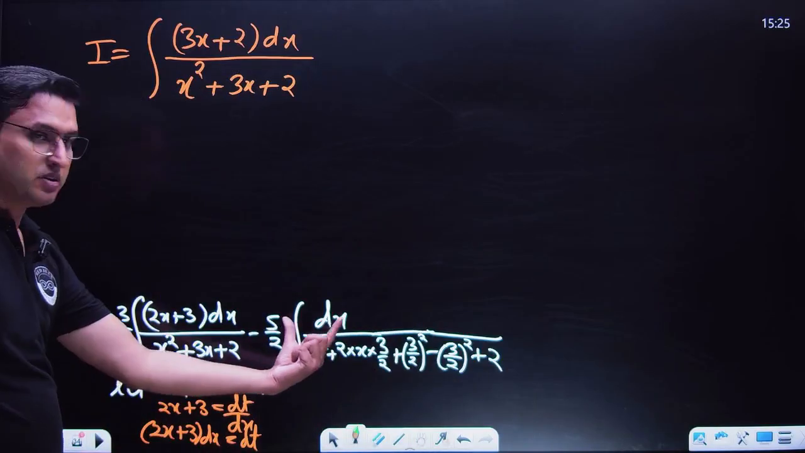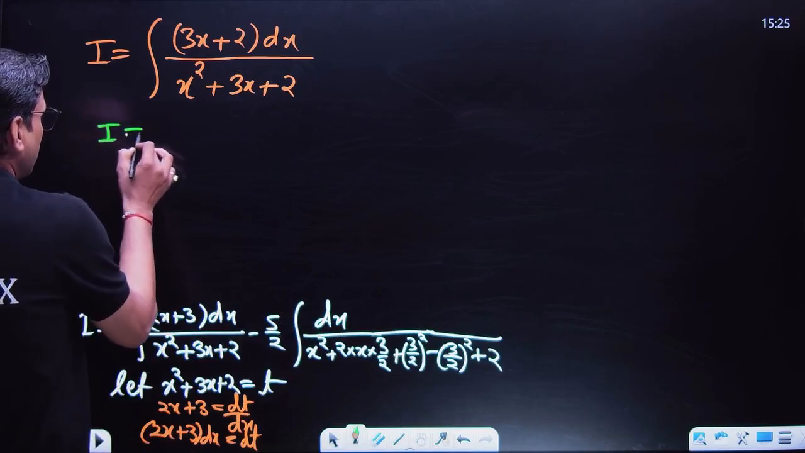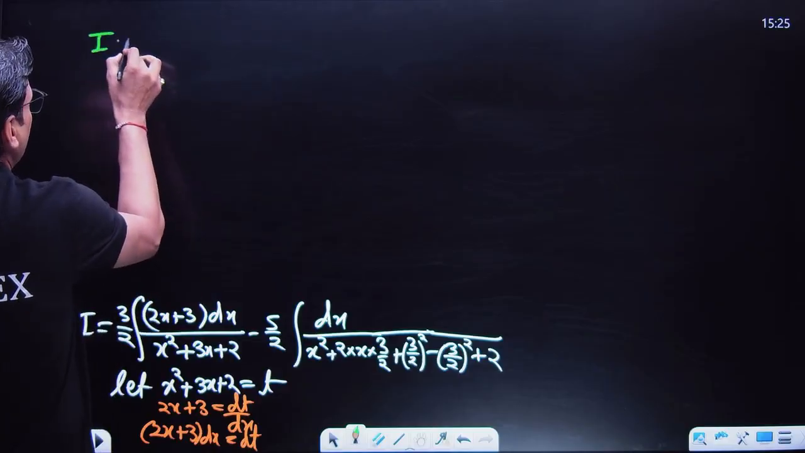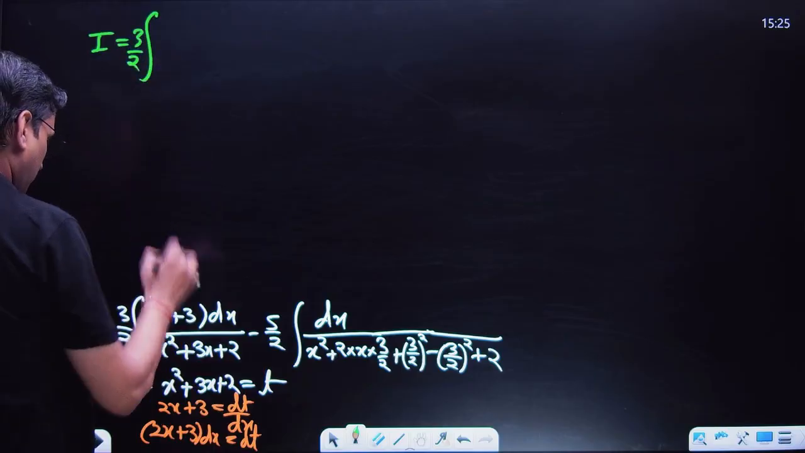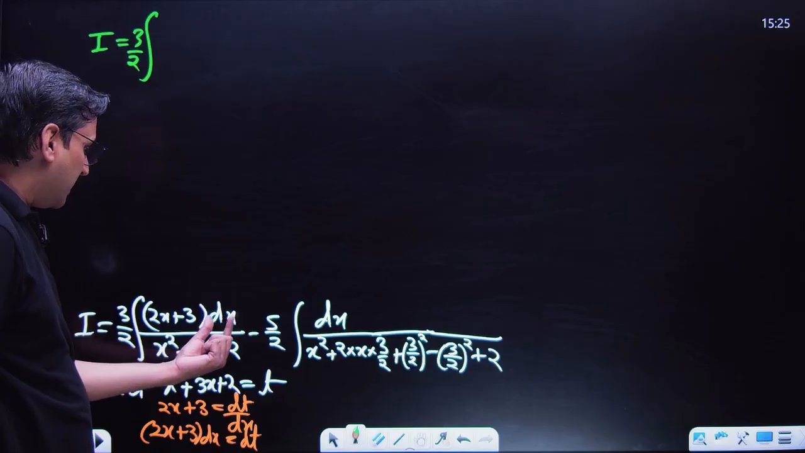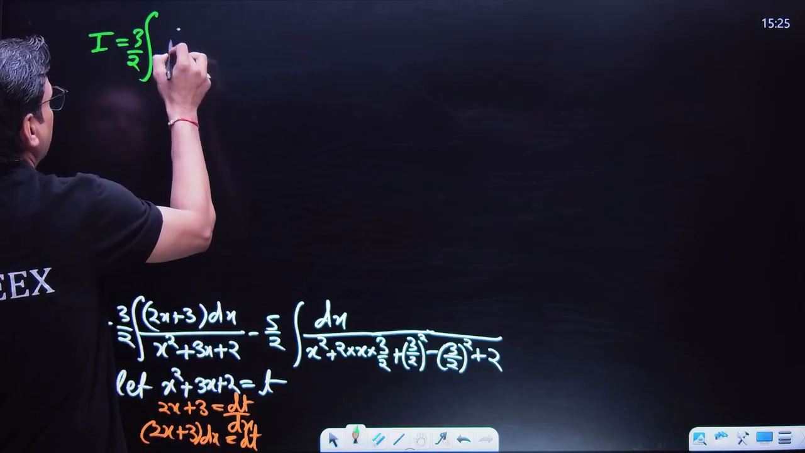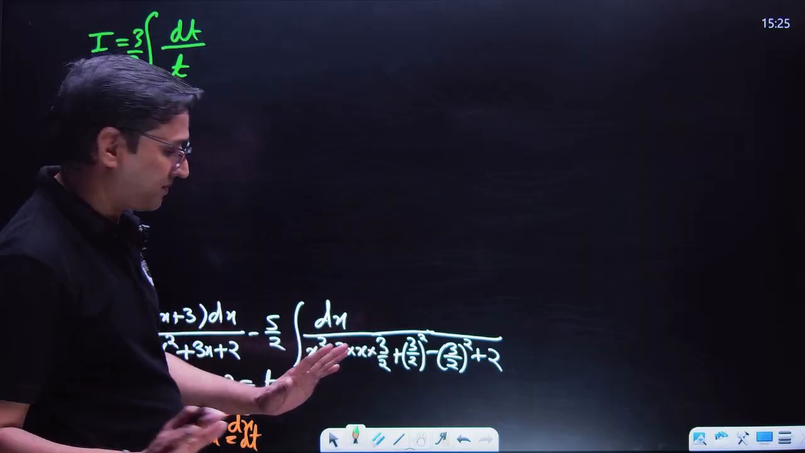Now what I can do, I'll take the step after this one, then this will become I is equal to, even we can remove this one. I is equal to 3 by 2 is outside. 2x plus 3 dx will become dt, and it will become dt upon t. And this is the famous integration we have done so many times.